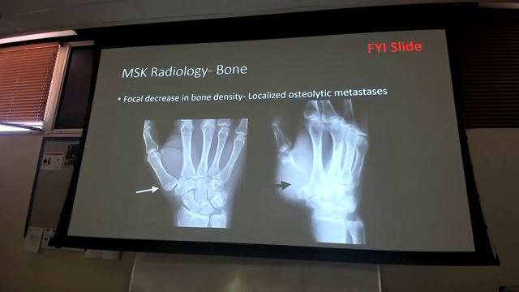White arrow is normal, black arrow shows you how advanced this can get. It's gotten to the point where the bone is pretty much completely gone. Where's the lesion? Can't make it out. It has lysed almost that entire bone area. It's very painful.